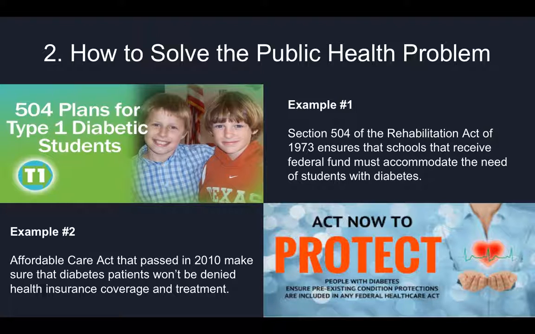Affordable Care Act was passed in 2010, and it makes sure that health insurance companies won't deny coverage or charge more for treatment for pre-diagnosed diabetes patients. As type 1 diabetes requires long-term medical care, health insurance coverage reduces the financial burden of patients.